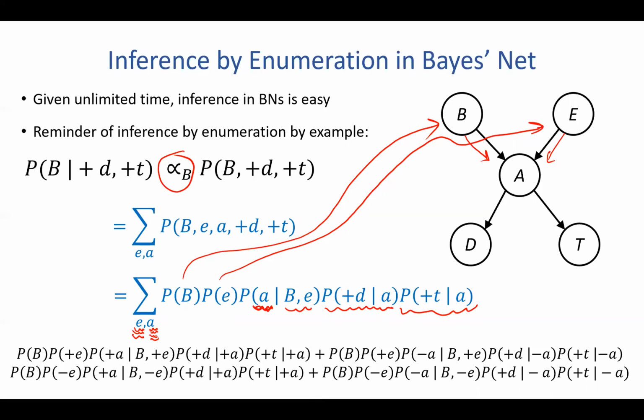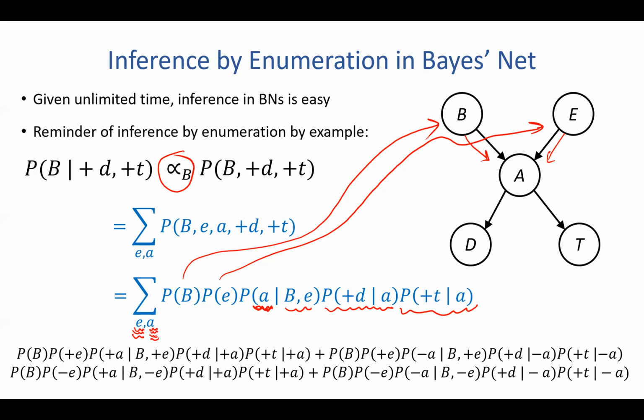The capital letter is for a random variable, but the lowercase letters are the instantiations of those variables. So plus D means Danny calls, minus D means Danny doesn't call. So we assign instantiations. What that is equal to is proportional to the joint distribution of burglary, plus D and plus T. So we have the evidence.